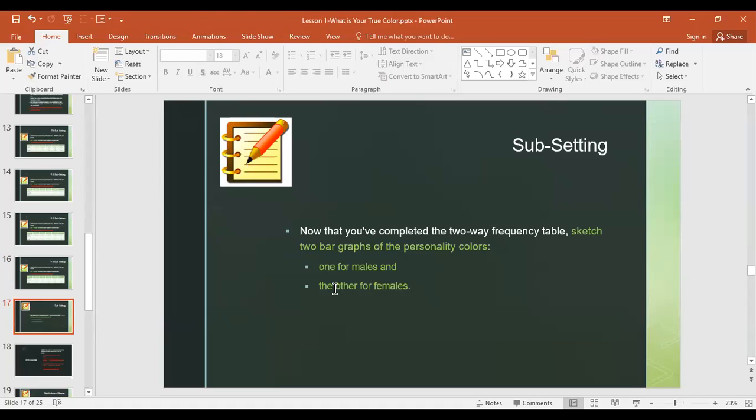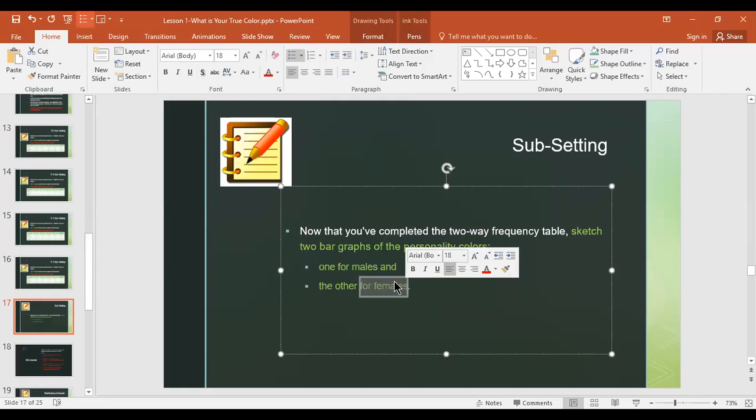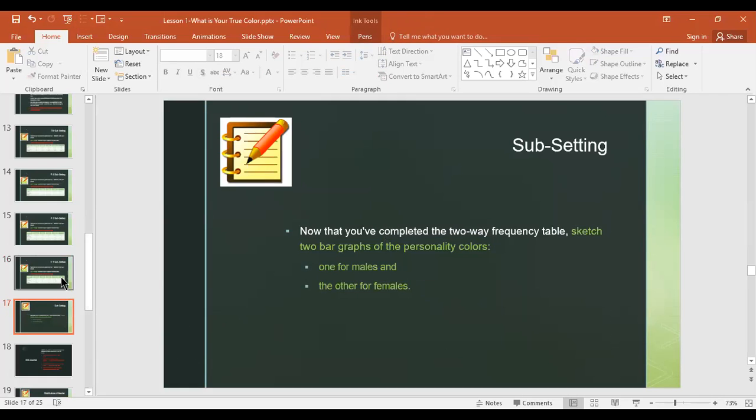But we're going to be doing bar graphs here, based on our two-way frequency table, and we're going to sketch 2 bar graphs of the personality colors, one for males and the other for females. So we're subsetting our data here based on males and females. Subsetting means splitting your data into smaller groups of data. And the way we're grouping it this time around is males and females, okay?